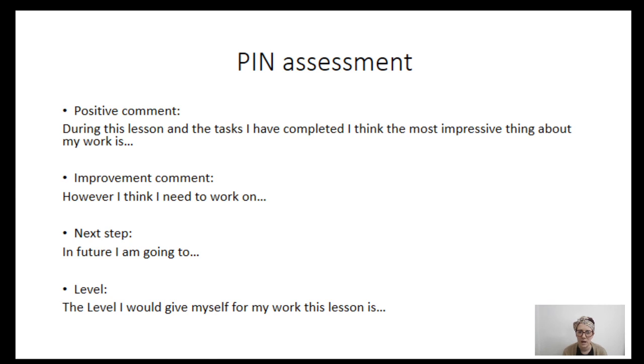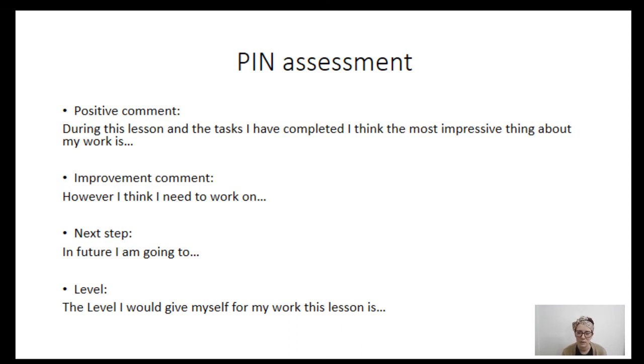And then finally, as part of this lesson, you're going to complete a PIN assessment. So either on a separate Word document on here or on paper, start with a positive comment. I've even put a sentence starter in there for you. So during this lesson and the tasks I've completed, I think the most impressive thing about my work is. So you need to finish that sentence off. Then an improvement comment. So however, I think I need to work on. And then next steps. In the future, I am going to.